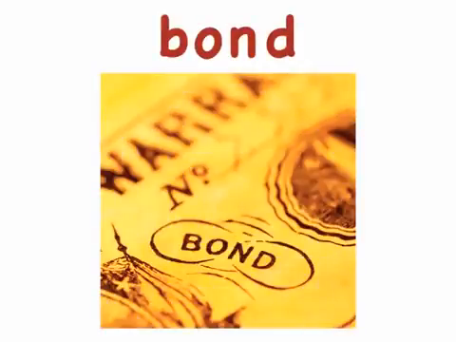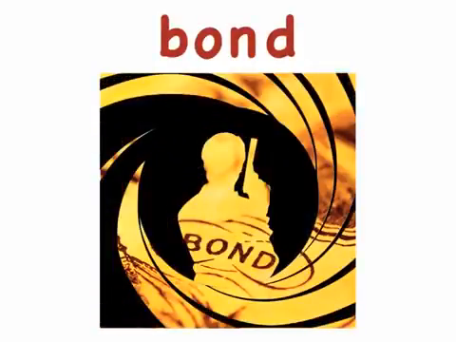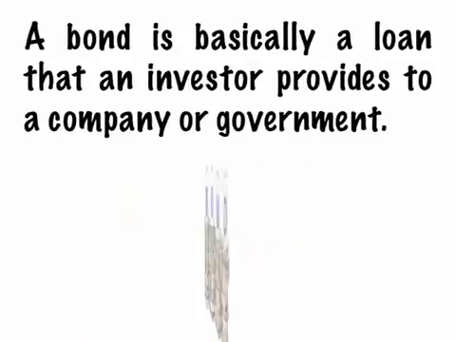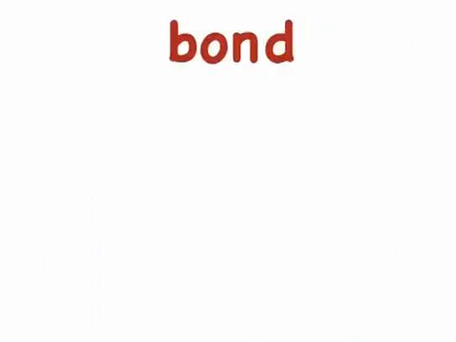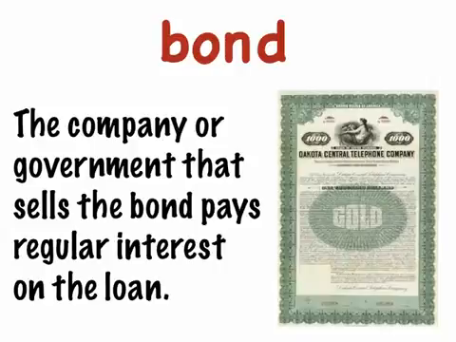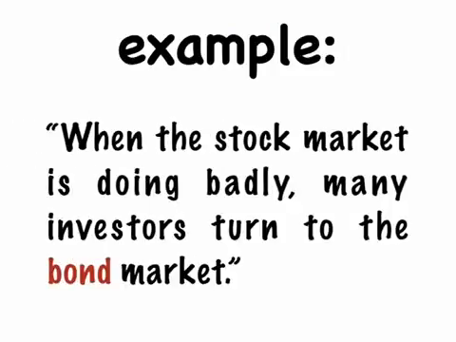Bond. A bond is basically a loan that an investor provides to a company or government. The company or government that sells the bond pays regular interest on the loan. When the stock market is doing badly, many investors turn to the bond market.